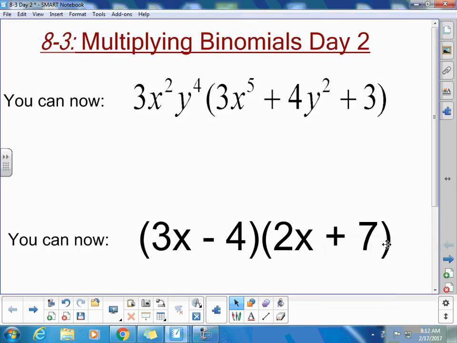8.3 day 2, by now we can multiply a monomial by a polynomial and also a binomial by a binomial. So you should put me on pause and do these two problems and then come back.